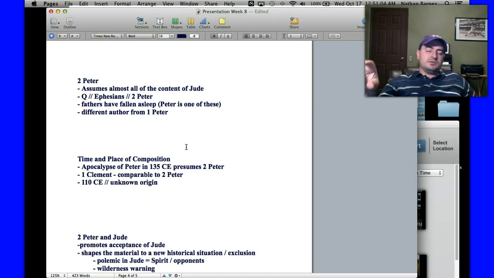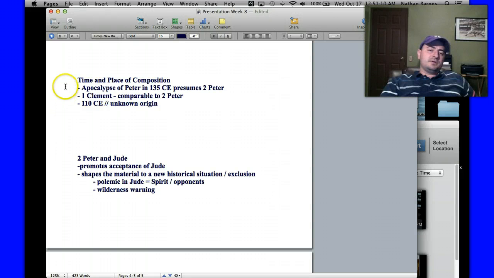Now, the time and place of the composition was around 110 CE, and we don't know where it's from. The reason why it's dated like this is because there are two writings that use 2 Peter. One of them is the Apocalypse of Peter, which is a pseudepigraphal writing that originated in Christian churches. Some people think it's Gnostic.